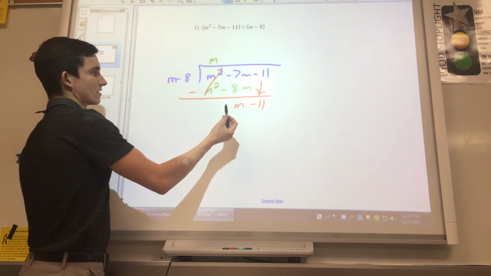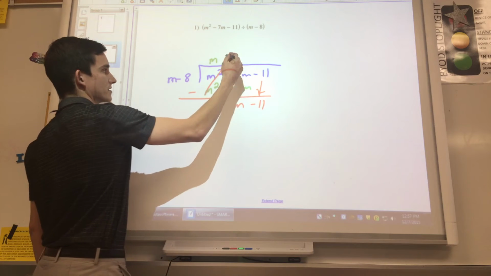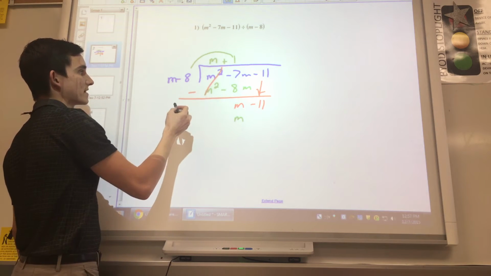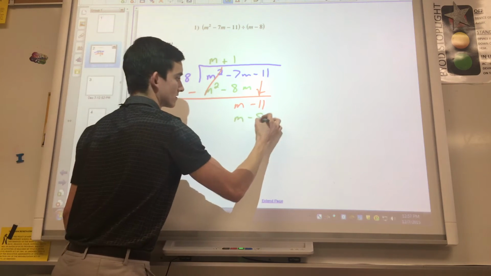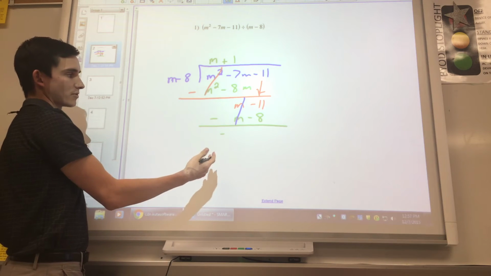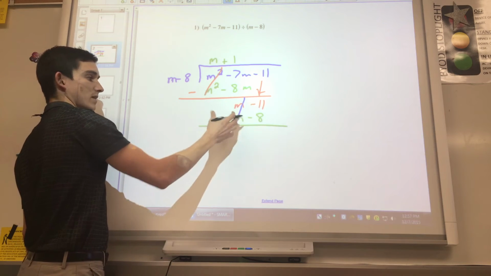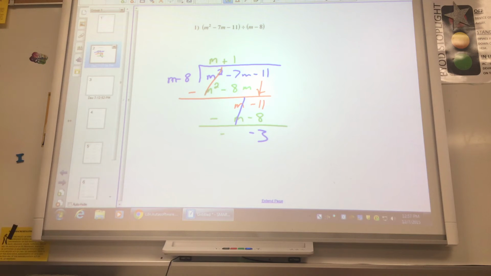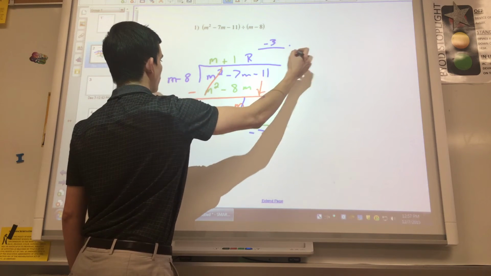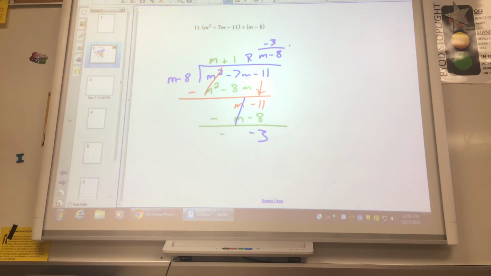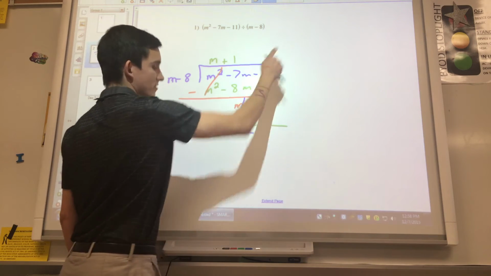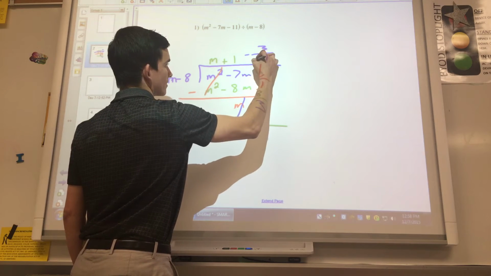Now the question becomes, what do I need to multiply m by to get m? And the answer is 1. 1 times m is m. Don't forget to also multiply the 1 by the negative 8. So 1 times negative 8 is negative 8. Subtract them. These cancel. m minus m is 0, nothing. Negative 11 minus a negative 8, so negative 11 plus 8 is negative 3. And that should be my remainder. There's nothing else that can go into negative 3, so I have a remainder of negative 3 over m minus 8. They might ask you to write it like that. They also could maybe ask you to write it like, remainder negative 3 over m minus 8. They might ask you to write it as just minus 3 over m minus 8.